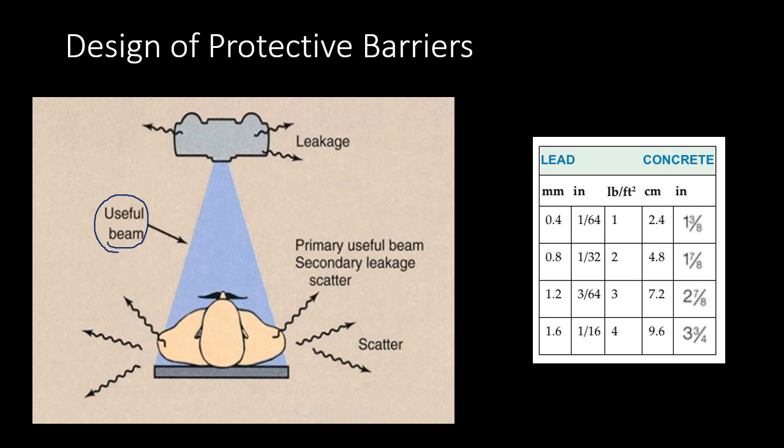And if we look at our chart of lead versus concrete, 1.6 millimeters of lead is equivalent to 1/16th inch of lead, and 0.8 millimeters of lead is equivalent to 1/32nd inch of lead. You can also equate that to concrete as well.